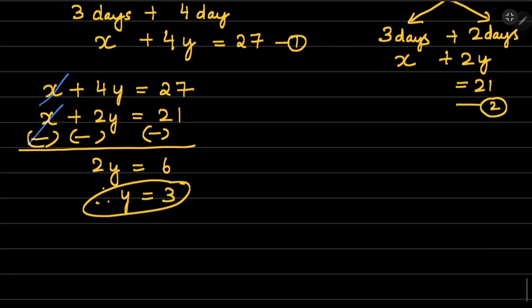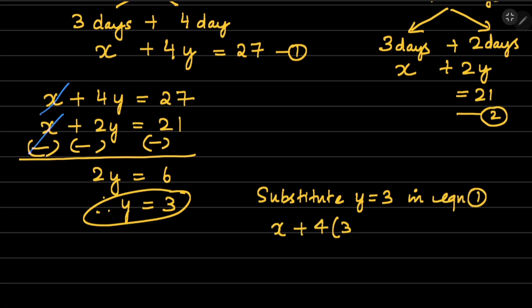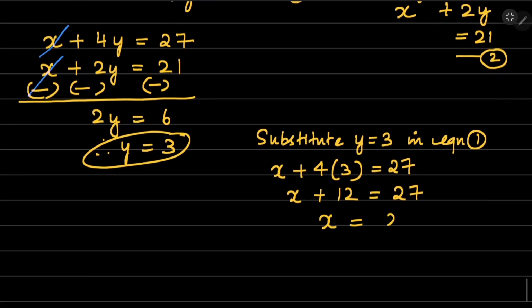So you can substitute y equal to 3 in equation 1. So x plus 4 into 3 equal to 27. So x plus 12 equal to 27, and x is equal to 27 minus 12. So what do you get? 15. So therefore x is equal to 15, right?